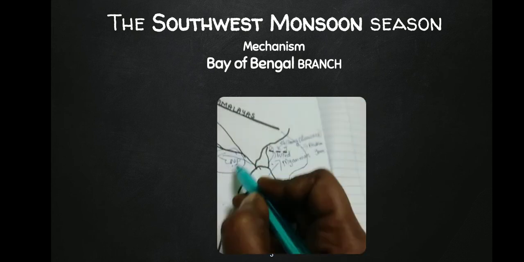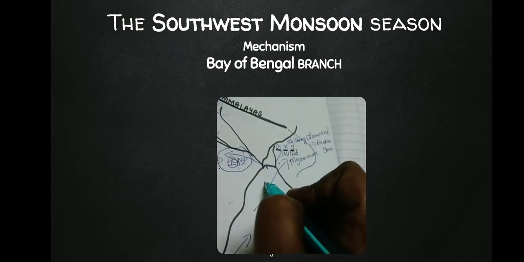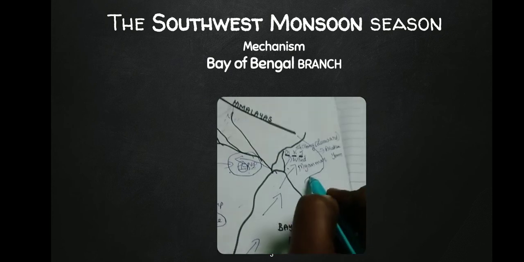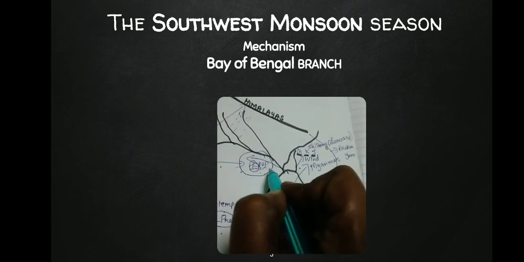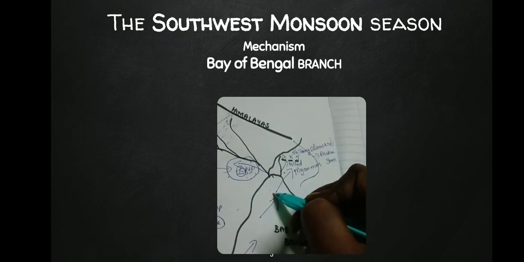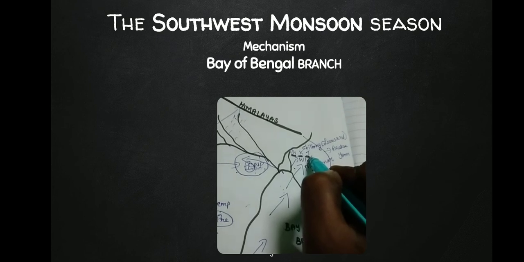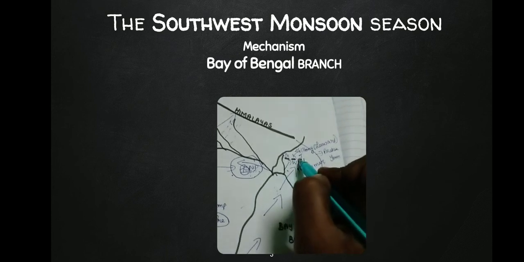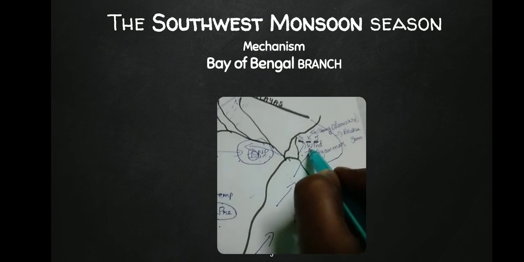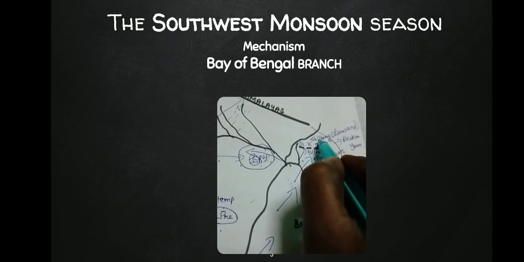So this is the first diversion, that is it takes a diversion to the Chota Nagpur Plateau by hitting Arakan Yoma and gives rainfall in Chota Nagpur Plateau. Secondly, the Bay of Bengal branch hits the Garo Khasi Jaintia hills. Being hills of high altitude, the windward side receives heavy rainfall and the leeward side receives less rainfall.